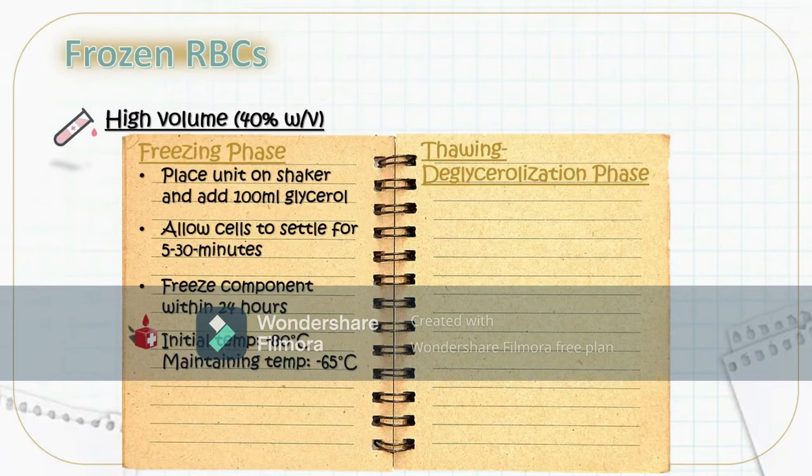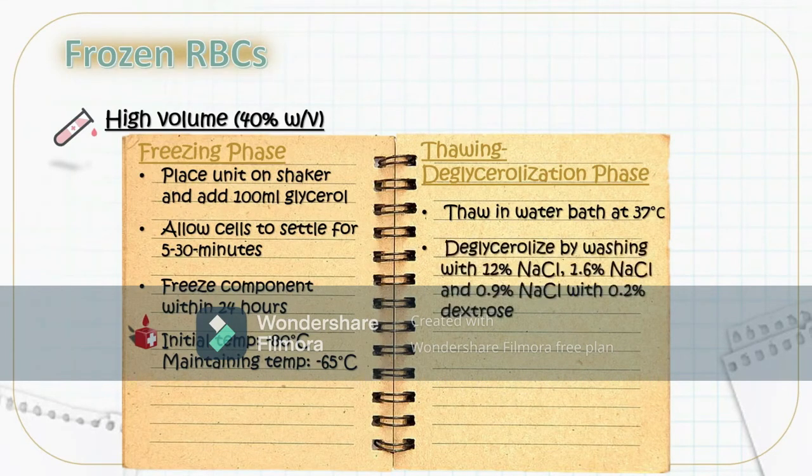By the time that these units are needed for transfusion, of course, we could not directly transfuse a frozen unit to our patient. So we will proceed to the thawing and deglycerolization phase. Again, this occurs prior to transfusion. So the first step is to thaw the frozen RBC unit in a water bath at 37 degrees Celsius. And then the deglycerolization process will take place.